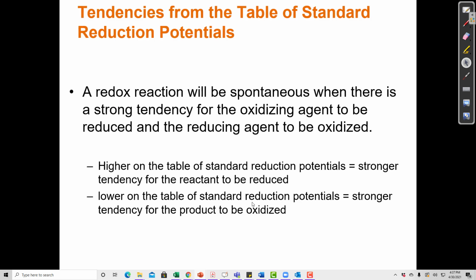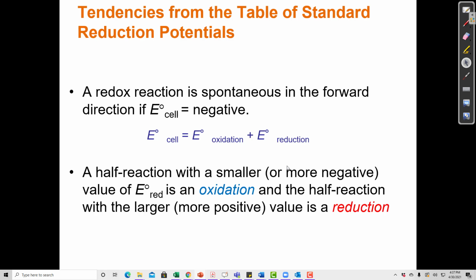A redox reaction will be spontaneous when there is a strong tendency for the oxidizing agent to be reduced and the reducing agent to be oxidized. So again, like I said, things that are more likely to be reduced are oxidizing agents, and things that are more likely to be oxidized are reducing agents. So higher on the table of standard reduction potentials is a stronger tendency to be reduced, and lower is a stronger tendency to be oxidized.